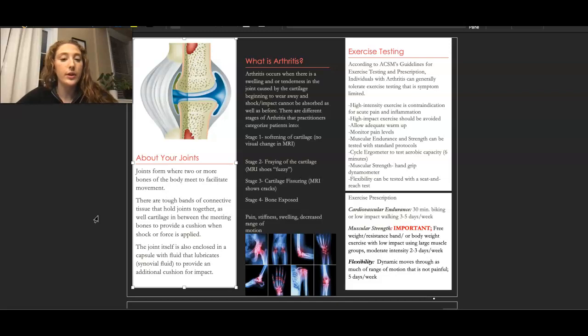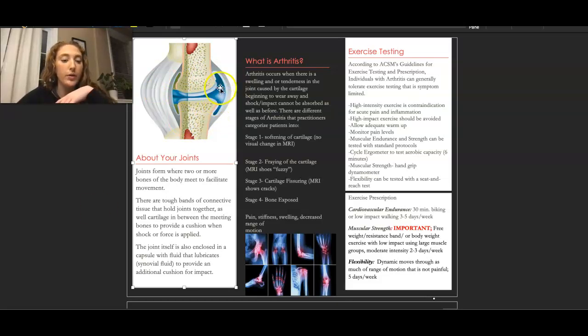This is your knees, your hips, your shoulders, your wrists, your fingers as well. In the joints, there are tough bands of connective tissue that hold the joints together, as well as cartilage right in between the meeting of the bones to provide a cushion when there's a shock or a force applied. The joint itself is also enclosed in a capsule with fluid that lubricates. That fluid is called the synovial fluid, and it also provides an additional cushion for impact. You can see a picture of that joint right on the top there.